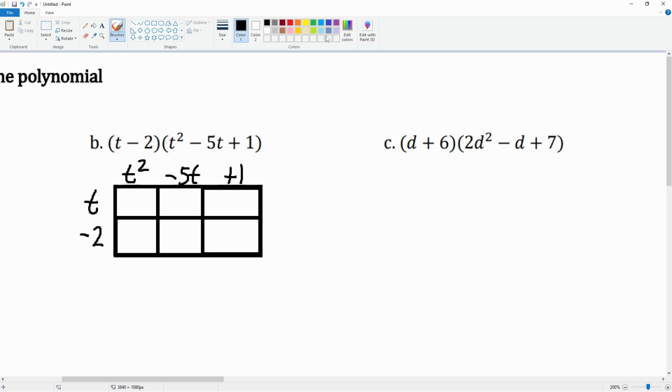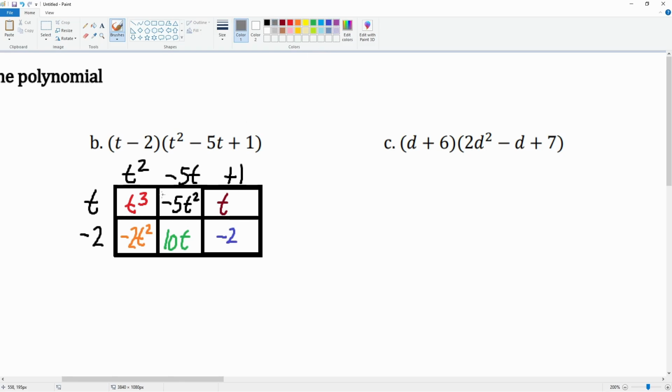They go into the individual box. So we have t times t squared. This becomes t cubed. T squared times negative 2 becomes negative 2t squared. Negative 5t times t becomes negative 5t squared. Then we have negative 5t times negative 2 becomes positive 10t. Then we have 1 times t becomes t. 1 times negative 2 becomes a negative 2.